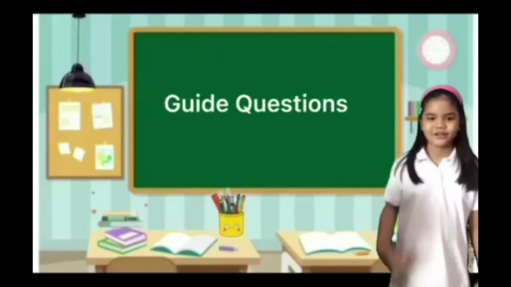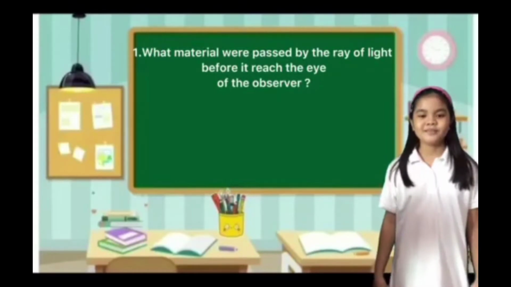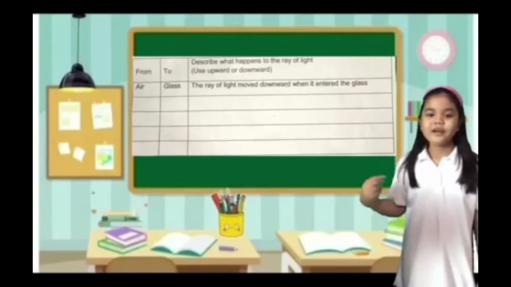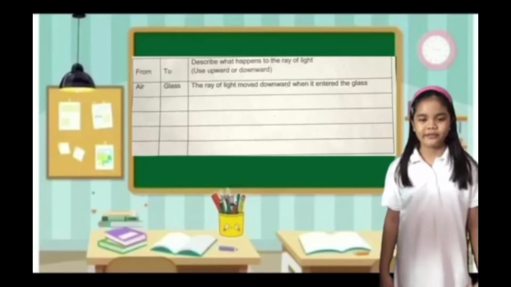Guide questions. Number 1. What materials were passed by the ray of light before it reached the eye of the observer? The first one is done for you as your guide. From air to glass, describe what happened to the ray of light. Use upward and downward. The ray of light moved downward as it entered the glass.